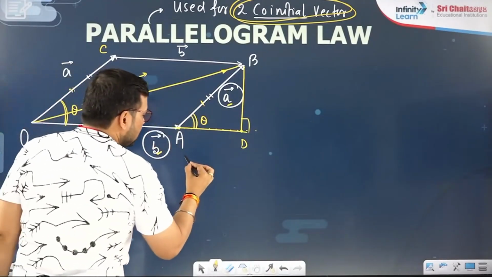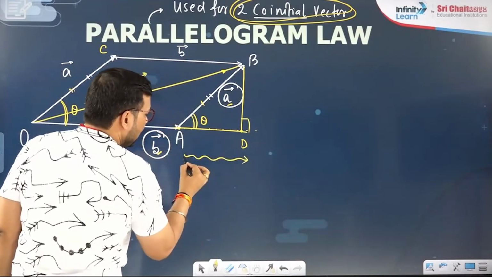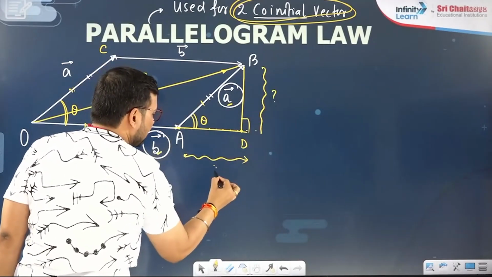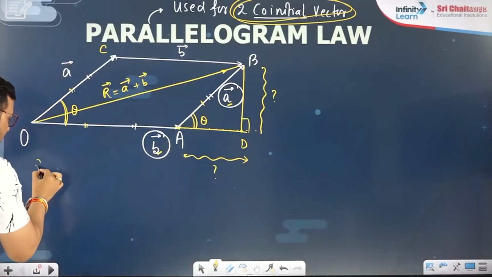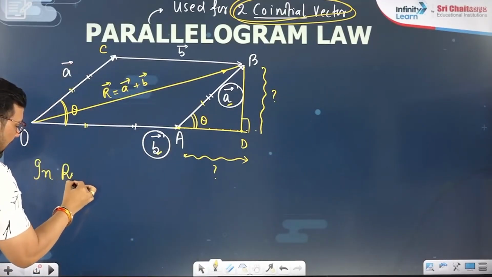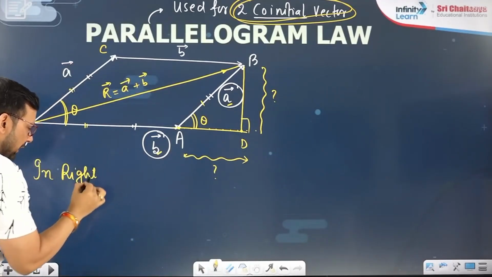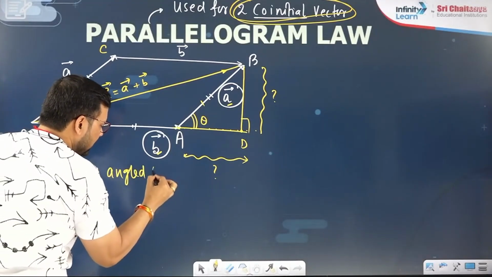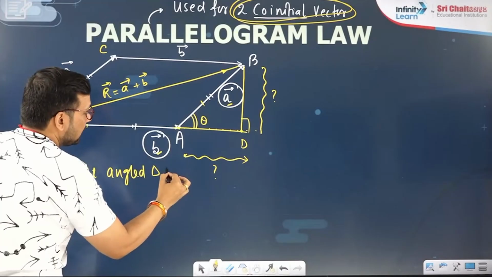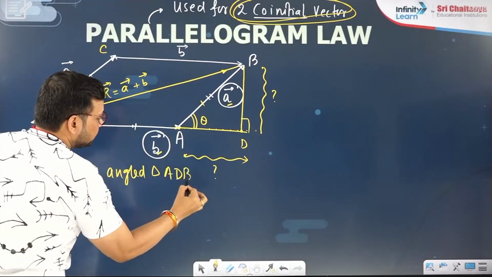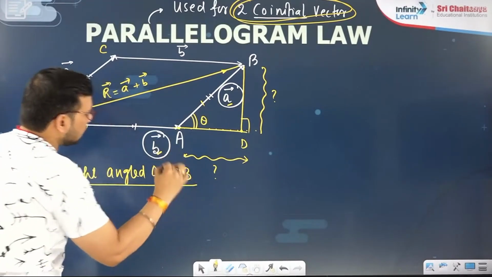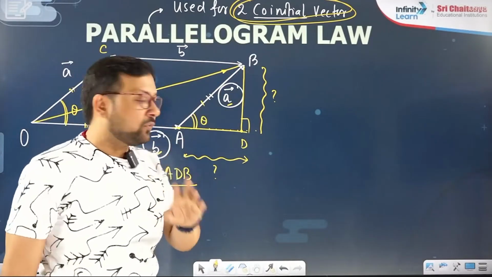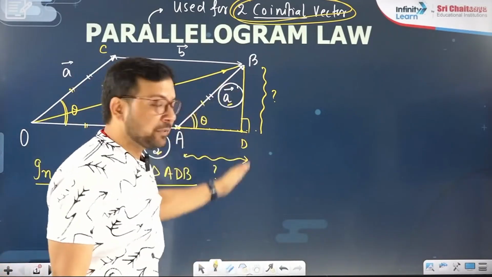Now, what is the value of AD and what is the value of BD? That is your work. I am giving you 1 minute to tell me this. Helping you with this: focus on the right angled triangle. I am naming the triangle ADB, right angled triangle ADB. By use of this triangle, you have to tell me the value of AD and the value of BD.